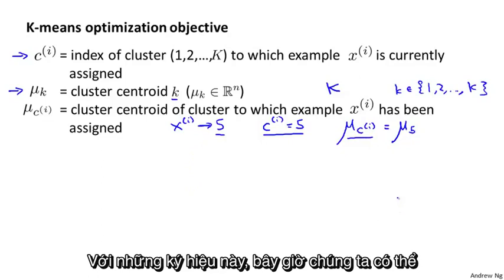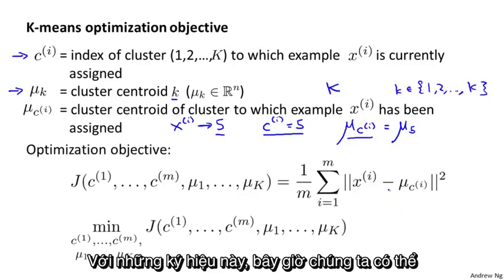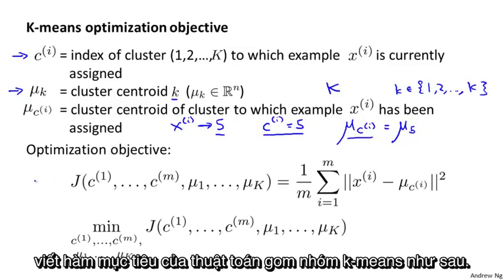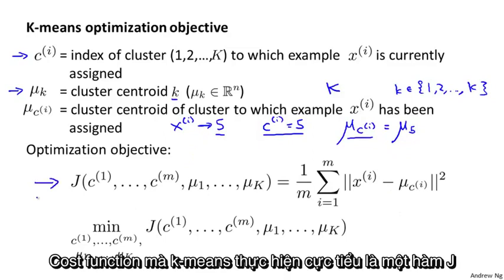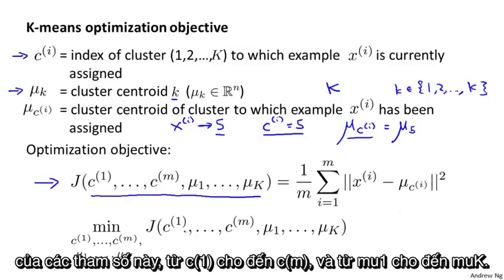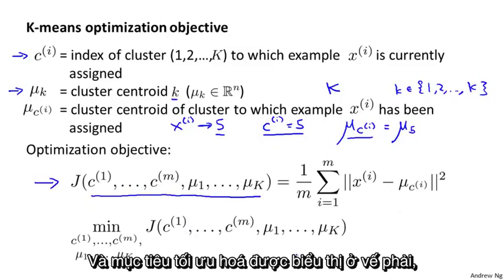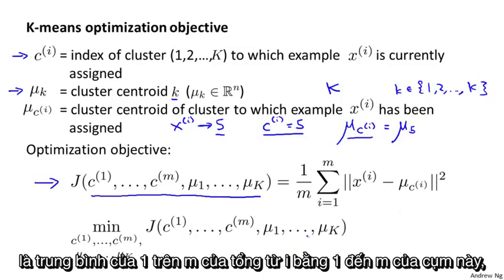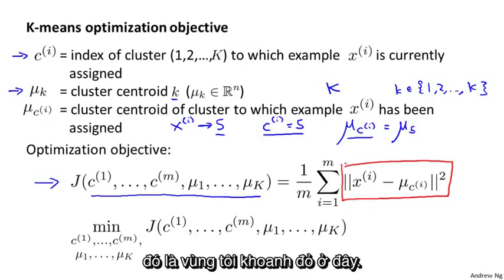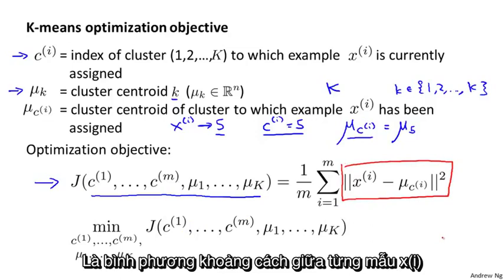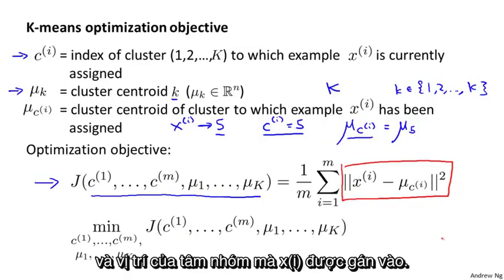Armed with this notation, we're now ready to write out what is the optimization objective of the k-means clustering algorithm. And here it is. The cost function that k-means is minimizing is a function J of all of these parameters, c 1 through c m and mu 1 through mu K, that k-means is varying as the algorithm runs. And the optimization objective is shown on the right: it is the average, or 1 over m, of the sum from i equals 1 through m of this term here that I've just drawn the red box around, right, of the squared distance between each example x i and the location of the cluster centroid to which x i has been assigned.